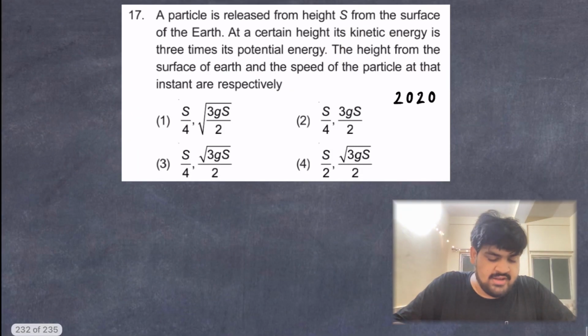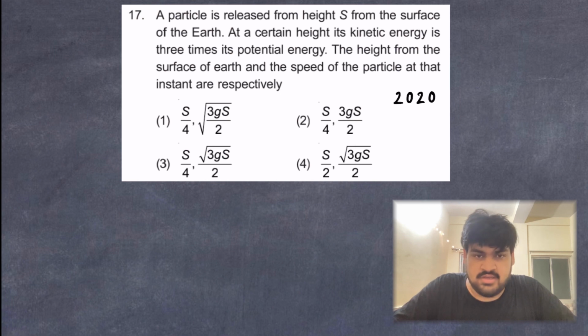So proceeding on to the next question: a particle is released from a height s from the surface of the earth. At a certain height its kinetic energy is 3 times its potential energy. Find the height from the surface of the earth and the speed of the particle at that instant. This question came in NEET 2020. It's a good question. It combines your knowledge of work, power, energy and also a little bit of gravitation, though it's not required in this question. It seems like it might be required, but it isn't. Okay, so let's just solve this question.